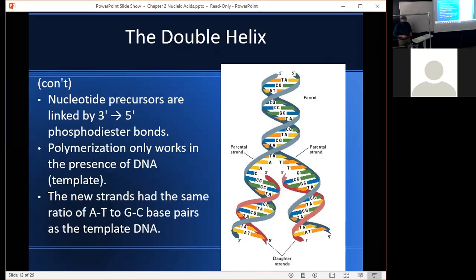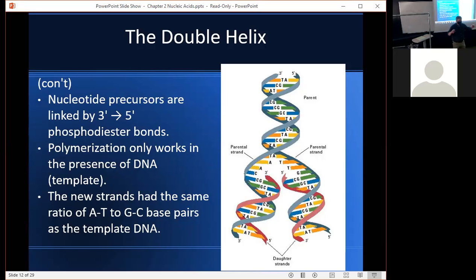Okay, the nucleotide precursors are linked 3' to 5'. Like I showed you before on the board, the 3' hydroxyl of one nucleotide is linked to the 5' phosphate of another nucleotide. So that gives us the 5' to 3' polarity. Polymerization only works in the presence of template DNA. So this is another important discovery from Kornberg's experiment.